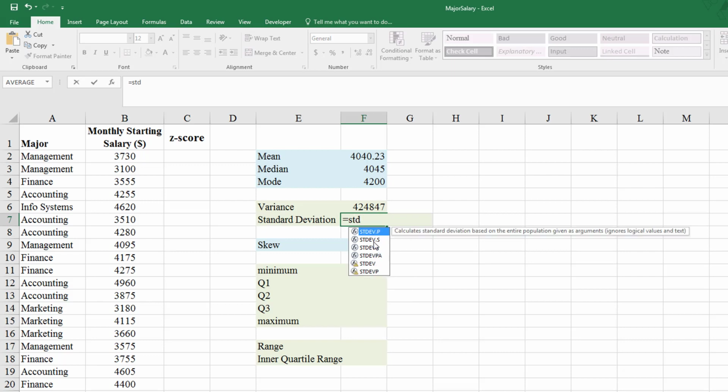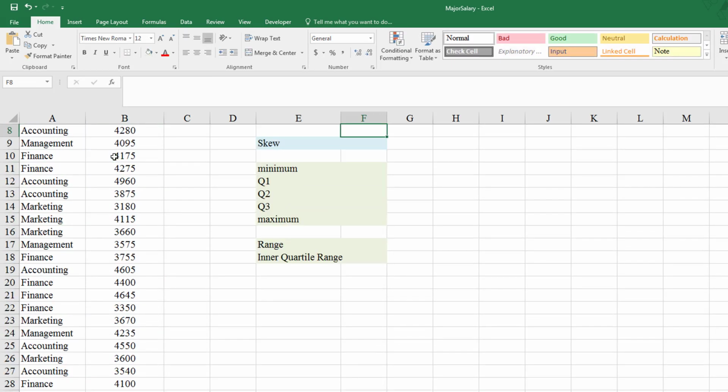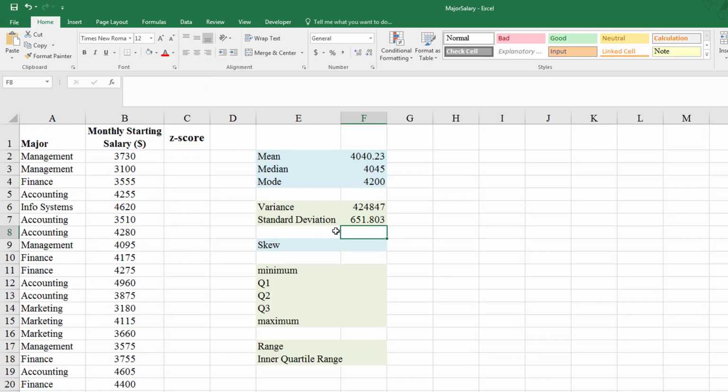or I can use a function made by Excel. Again, .p for population, .s for sample. Choose the function, highlight the data, close the parenthesis, and it returns the standard deviation. So now the standard deviation, the units of measure here are the same as the units of measure in column B, which is in dollars.